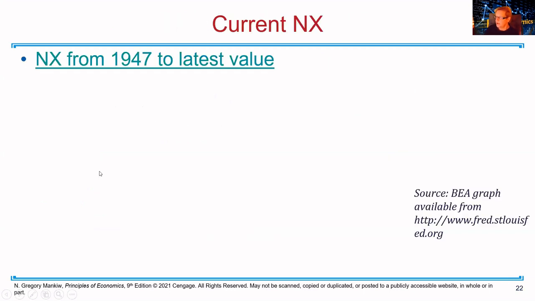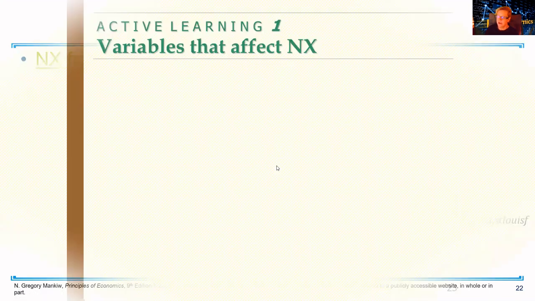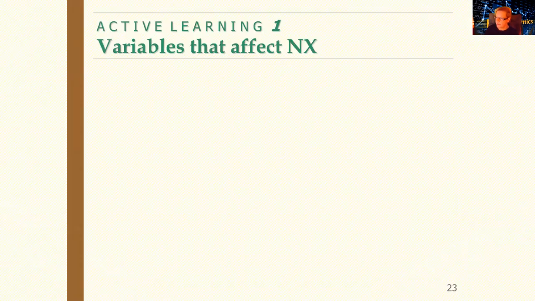Okay, so let's take a look at the current net exports. I think if I click on this hyperlink, it's not going to do it because I'm in the share, but if you click on the hyperlink, you're going to see the two graphs of net exports. Okay, let's play around with this for just a moment. Variables that affect net exports.